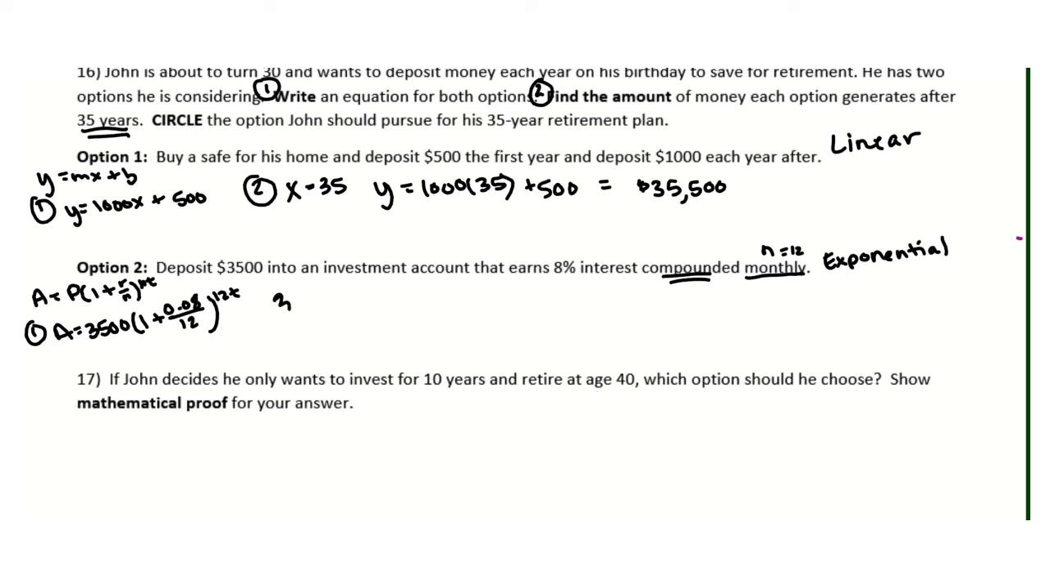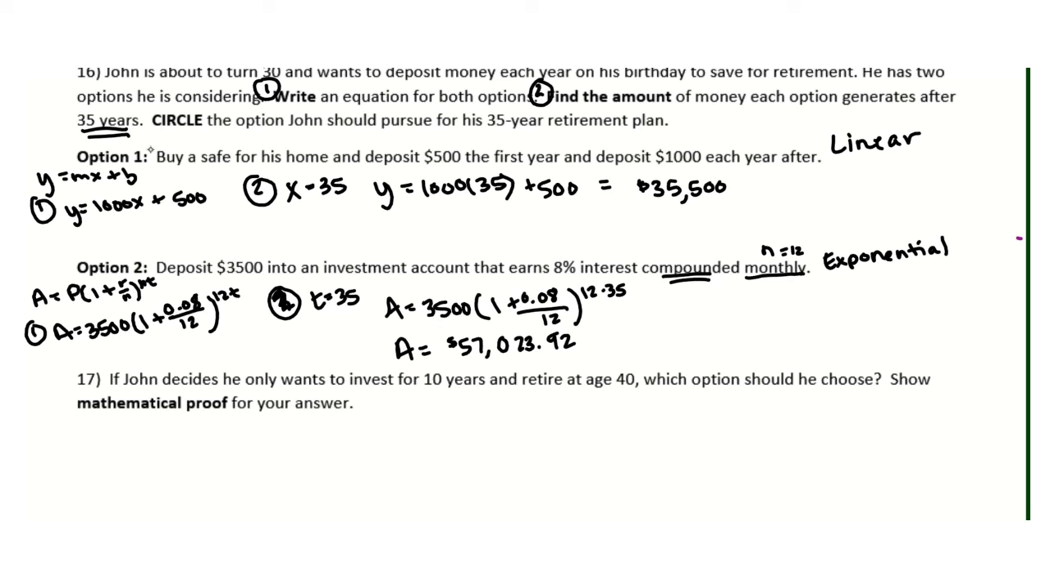For option 2, we're plugging in when t is 35. So I'm going to have A equals 3,500 times 1 plus 0.08 over 12 raised to the 12 times 35 power. And when you calculate this number in your calculator, you get $57,023.92.